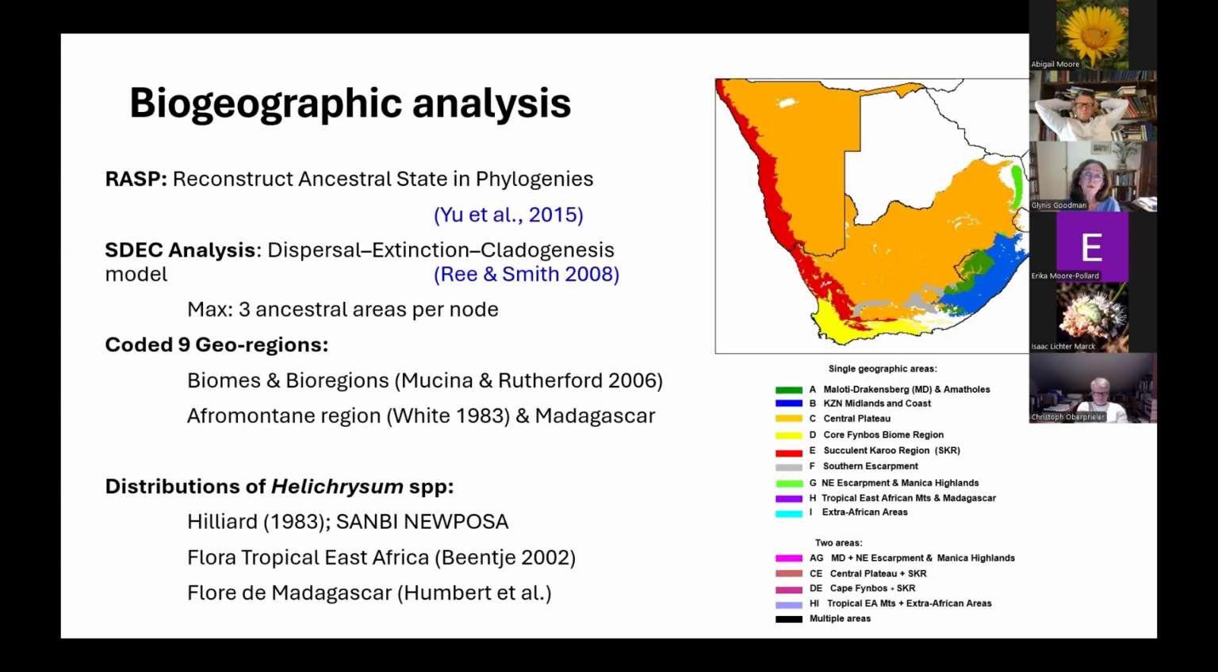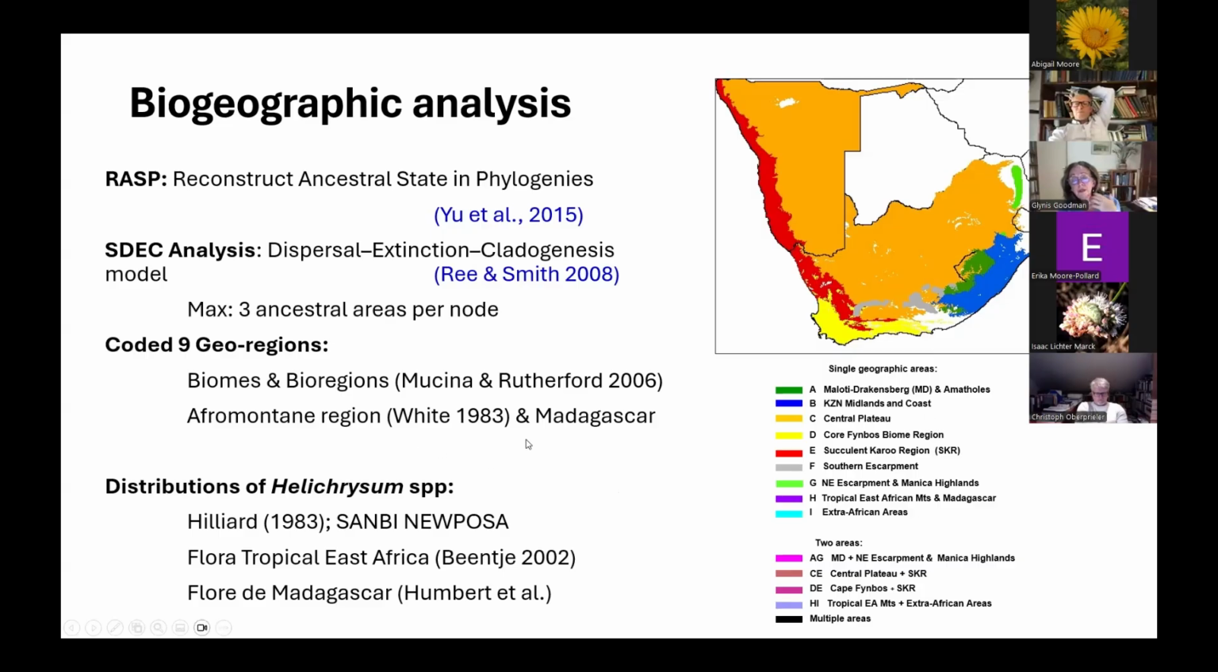We used for our biogeographic analysis an SDEC analysis, and we coded 9 georegions. We based those on the biomes of Mucina and Rutherford, and you can see them illustrated on the right-hand side here with the different colors.